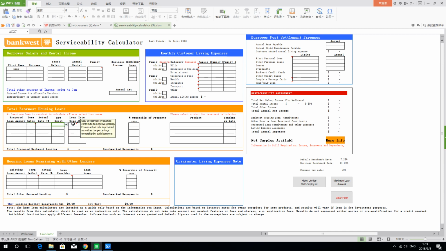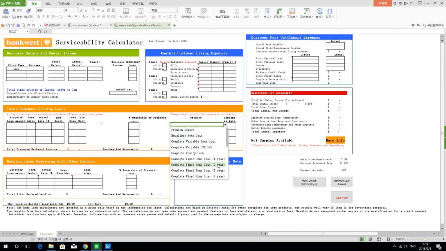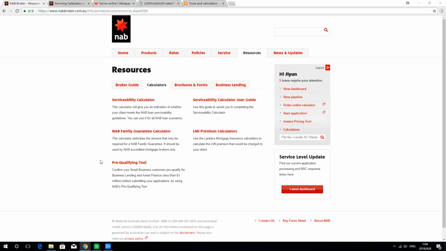Actual rate, new or existing, what's the usage, investment, or owner occupied, is it interest only? Your ownership, benchmark. Benchmarks are usually all the same, right? 7.45, or they increased now. 7.45 now, oh my god. Other existing commitments, outgoing living expense notes, credit cards, personal loan. This is Bankwest, right? And other self-employed, maximum LVR, and then we'll look at.